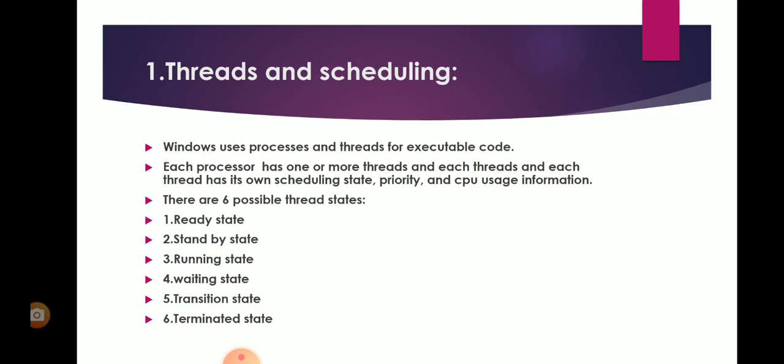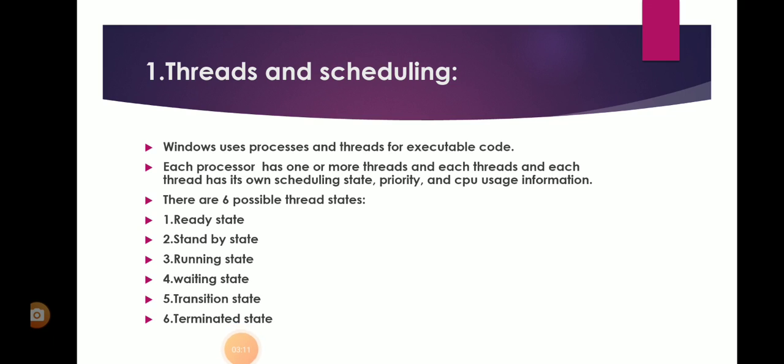First responsibility is threads and scheduling. Windows uses processes and threads for executable code. Each process has one or more threads and each thread has its own scheduling state, priority and CPU usage information. There are 6 possible thread states: ready state, standby state, running state, waiting state, transition state and terminated state.